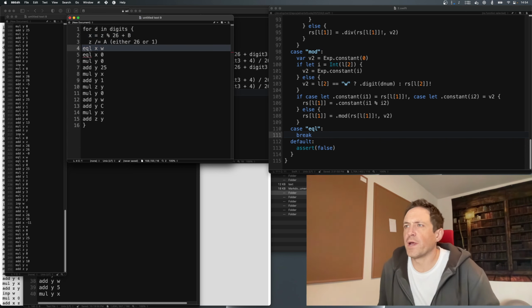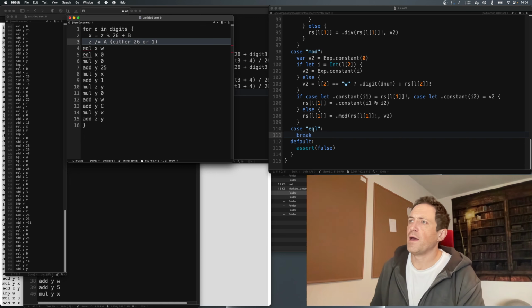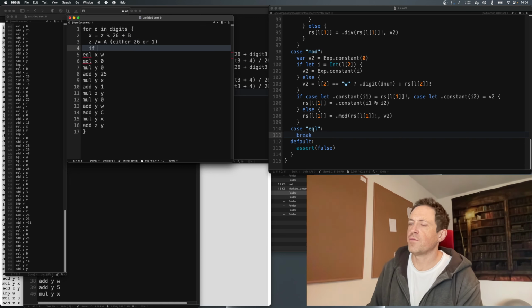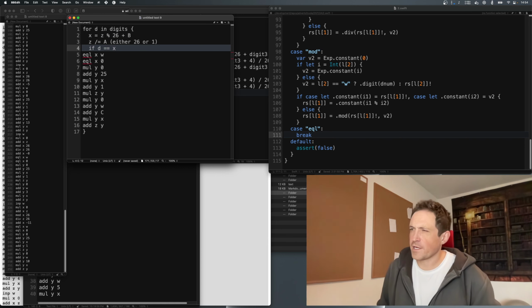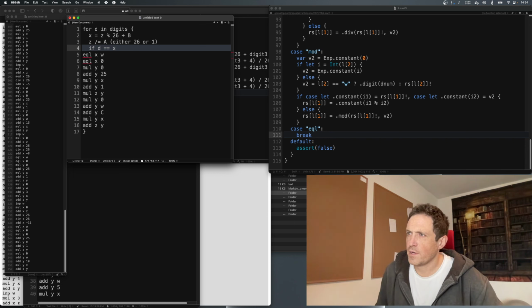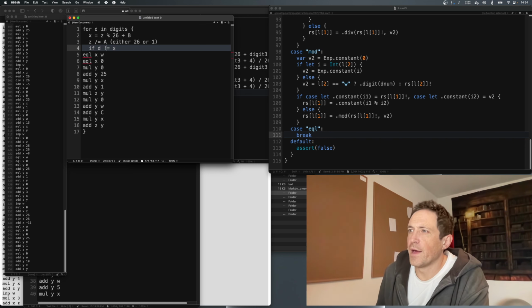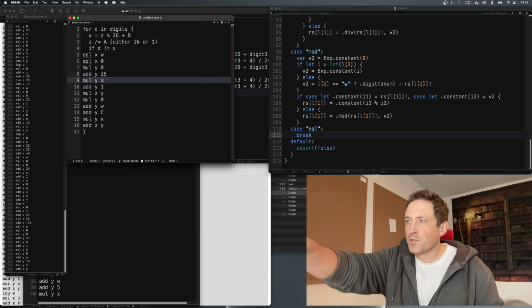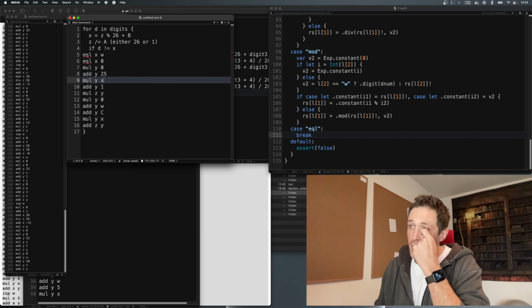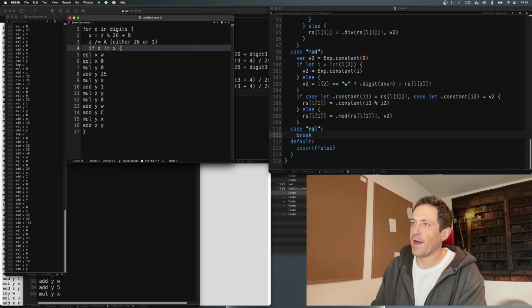Okay, so now we have this branch. So if D equals X, that sets X to 1. And if X is 1, then it turns to 0. And if it's 0, it turns to 1. So I think this amounts to that. Where is X? And then multiply. So this multiply X by Y means that Y is going to be 0 unless that condition is true.